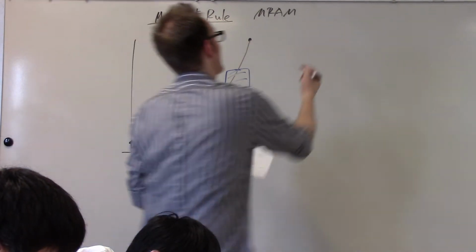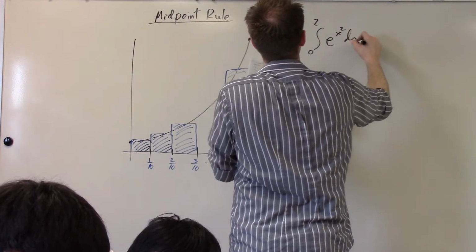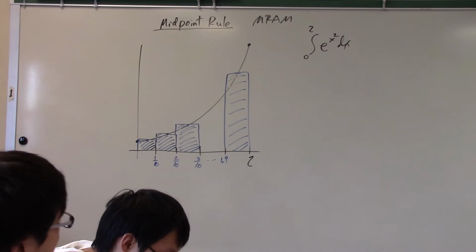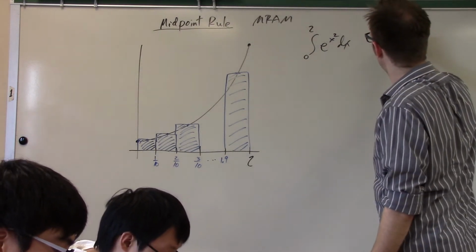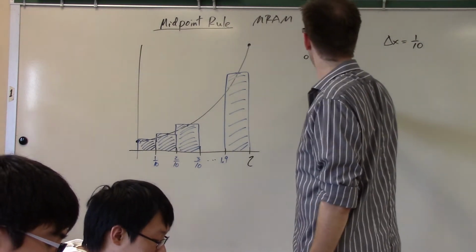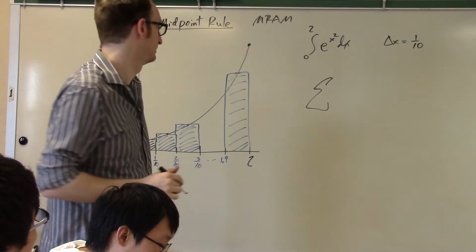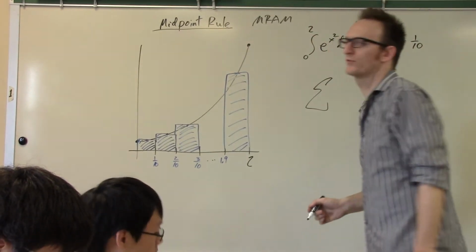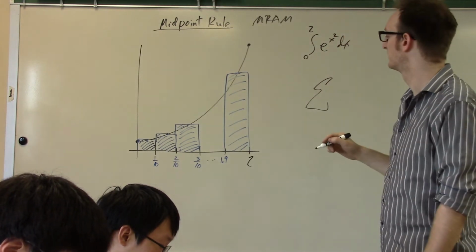Okay, so same problem. I would like to know approximately the integral from 0 to 2 of e to the x squared, and I would now like to use the so-called midpoint rule. Well, delta x, the width of each subinterval, is still 1/10. Can somebody give me the formula? Maybe it's actually just easier to go from 0 to 19.